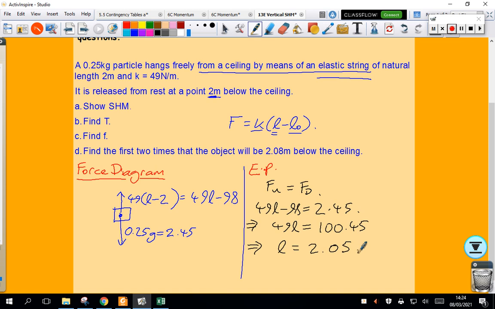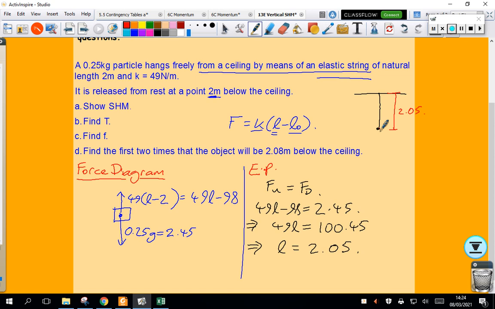So what have we found? Well, we found that 2.05 meters below the ceiling is where the equilibrium position of this object will be. So if I have a ceiling here and I've got the string and I've got my object hanging here, if that distance from the ceiling down to my particle is 2.05, well then it just won't move. If I hold it there and release it, it's not going to bounce up and down. It's just going to sit there, because at that point, the force up will equal the force down.